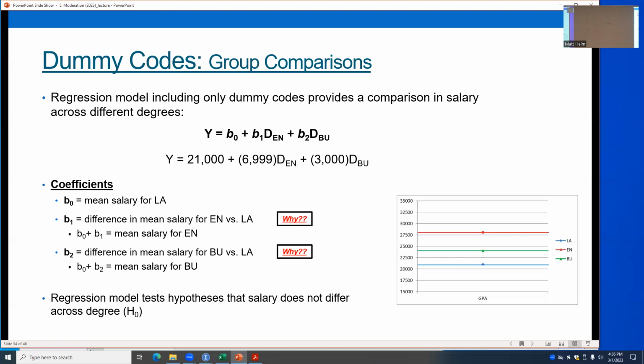Okay. Now, what if I were to find evidence for an effect of my engineering dummy and not business? What would that tell me? The salary for engineering compared to the salary for somebody with a degree in liberal arts is higher? Higher, yeah, but for business, looks like they're about the same.